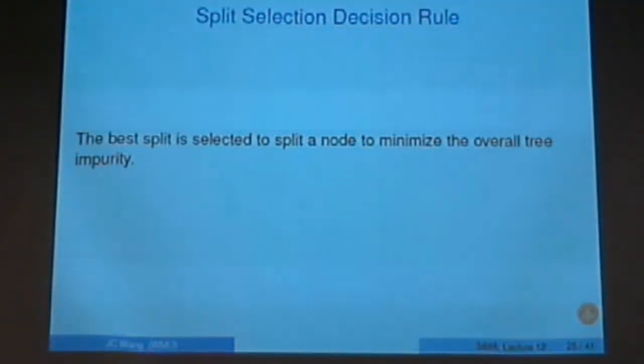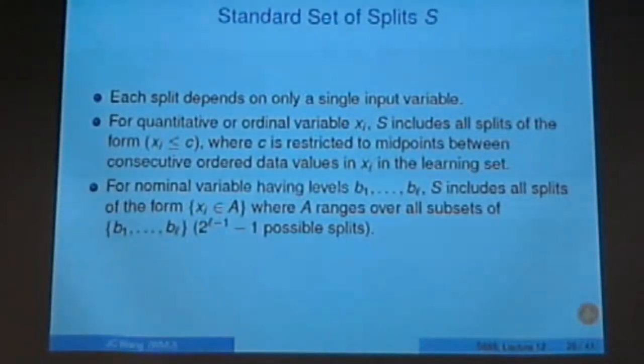We don't have to know the detail of how the algorithm was implemented, but you should understand the split there for the tree model. For the tree model, each split depends on only a single input variable. And here, this is the concept of split. If you have quantitative variables or ordinal variables, S includes all splits of the form xi less than or equal to c.